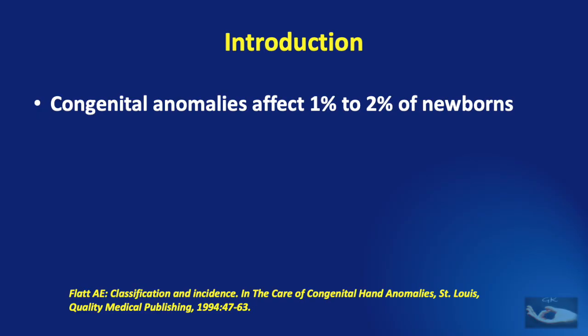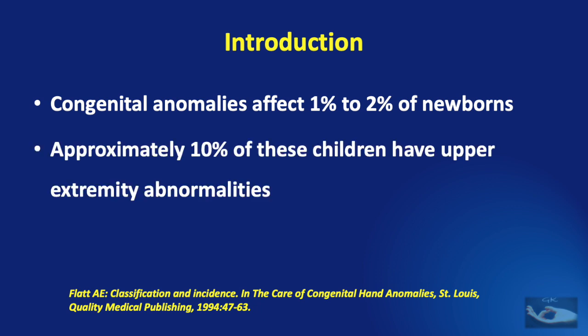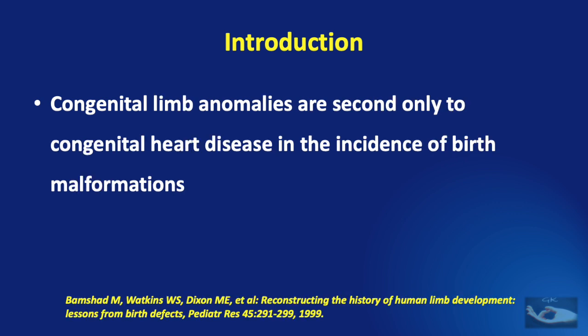Generally, congenital anomalies affect 1 to 2% of newborns, and approximately 10% of these children have upper extremity abnormalities. So much so that congenital limb anomalies are second only to congenital heart disease in the incidence of birth malformations. The nomenclature nowadays is to avoid the use of the term anomalies. Instead, use the term differences.